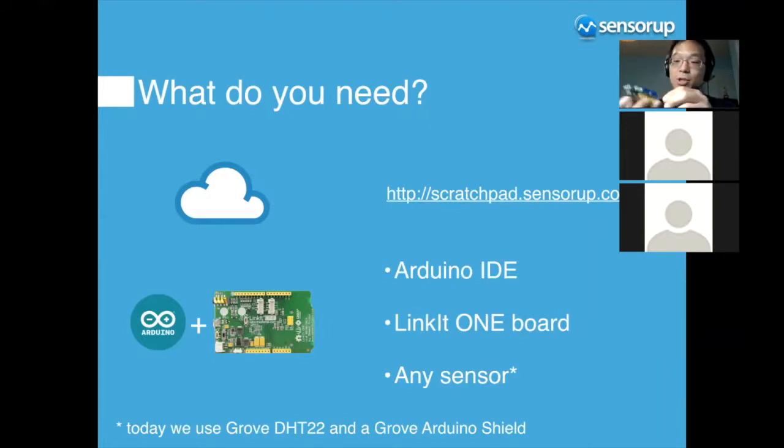And then there is a shield. This is if you want to save time on soldering. You can use this Grove interface to put everything together easily. But it costs money, so you don't have to. If you don't mind soldering them yourself, you don't need to buy these. And any sensor works, but today we use a DHT22, which is a very popular temperature and humidity sensor.